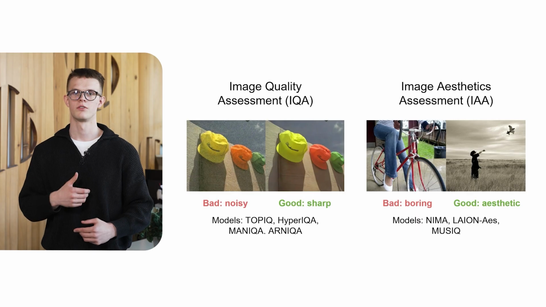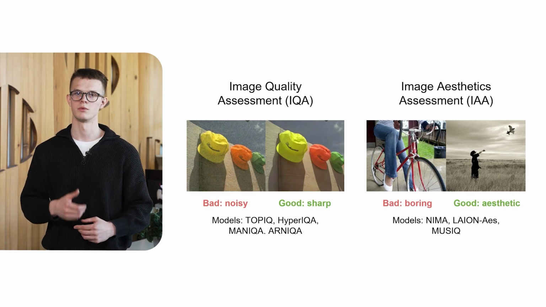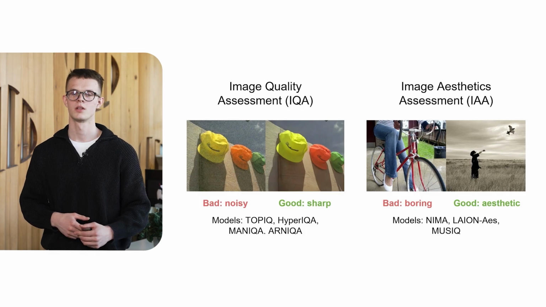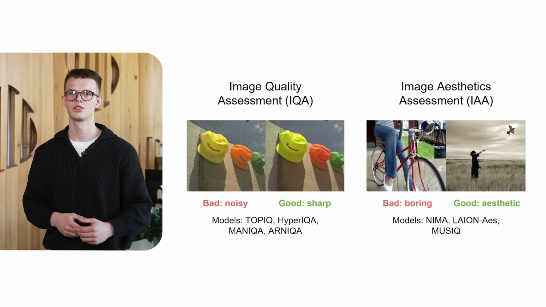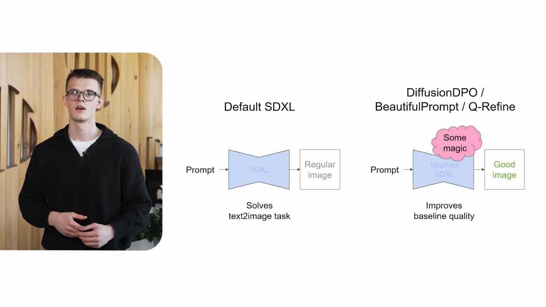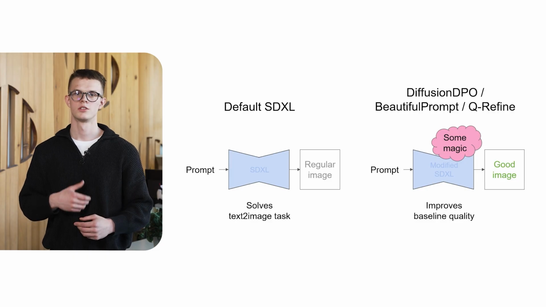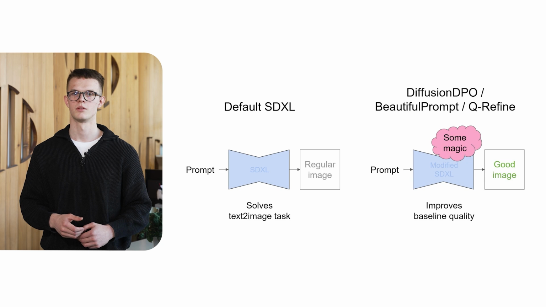In parallel, the field of image quality assessment is evolving. This slide shows examples of modern IQA and IAA models. IQA assesses technical quality, like artifacts and blur, while IAA evaluates aesthetic appeal, such as composition and overall impression. There are also methods for improving generation quality. Diffusion DPO uses reinforcement learning, Beautiful Prompt refines the prompt, and QRefine does post-processing. But they all merely maximize quality without allowing for wide range control.